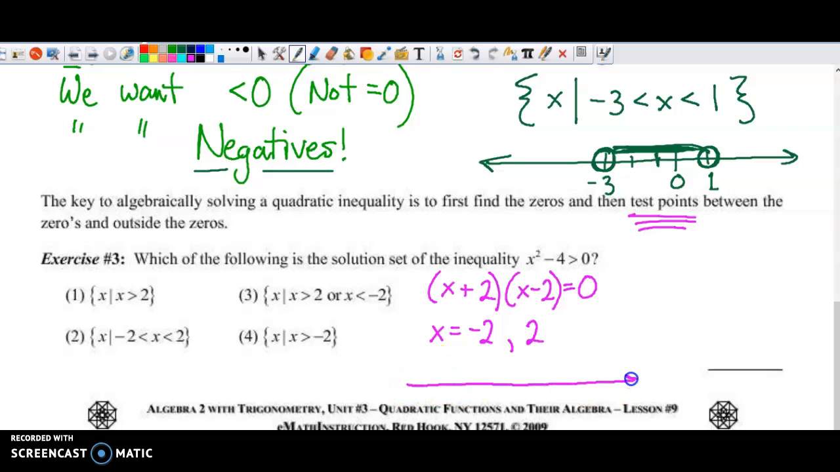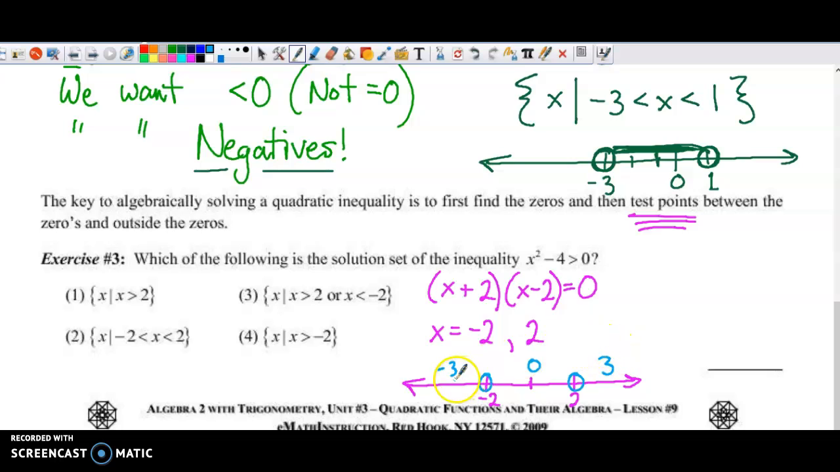So what I've seen some teachers do is they'll put a number line on their paper, and they'll ask students to test different values. So choose a number that is to the left of -2, like -3. Choose a number between -2 and 2, like 0, and then choose a number that's to the right of 2, like 3. And you can choose any numbers. You could do 1, you could do -4 over here, you could do 1,000,000 over here.